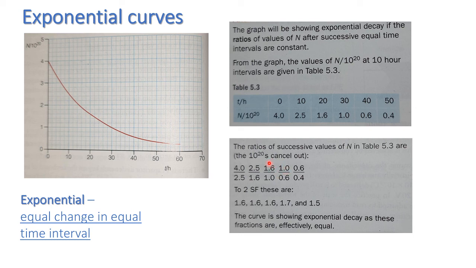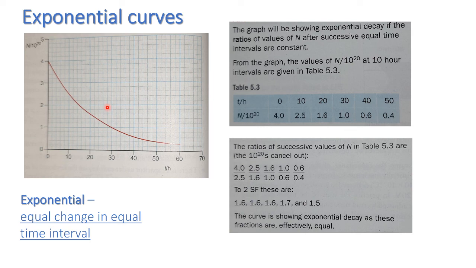So you get the ratios for successive time intervals. Then you can see the values that are obtained, right? The ratios are almost the same. This is close, right? And the curve shows exponential decay. That's how we identify whether the curve is an exponential curve.